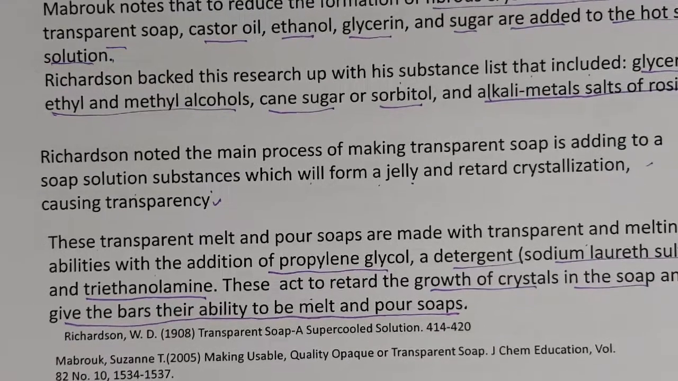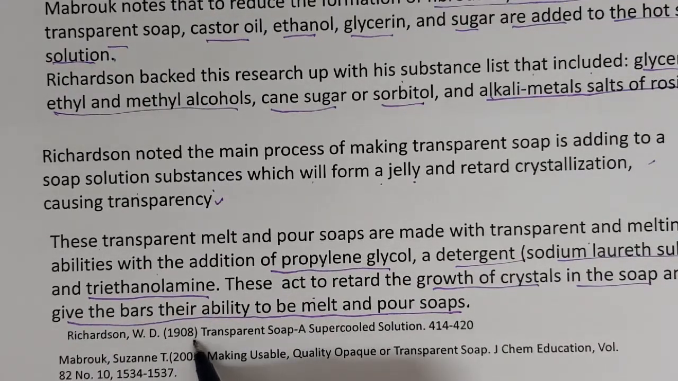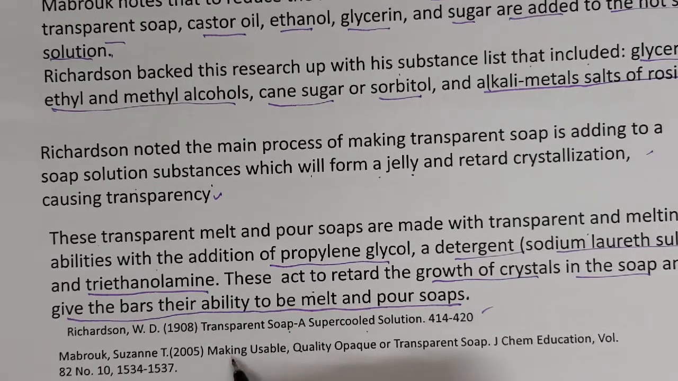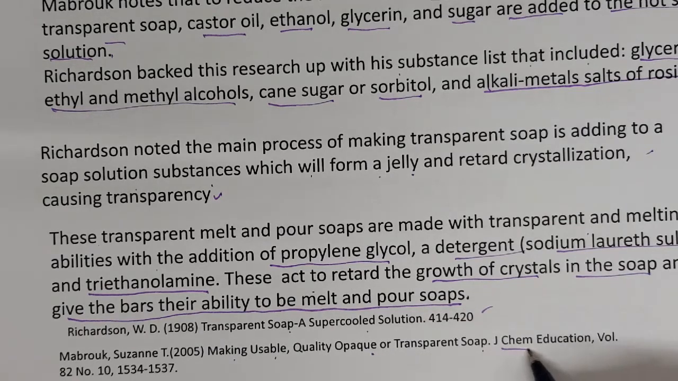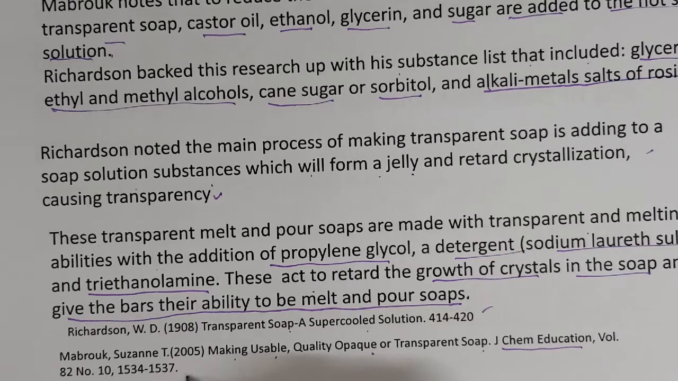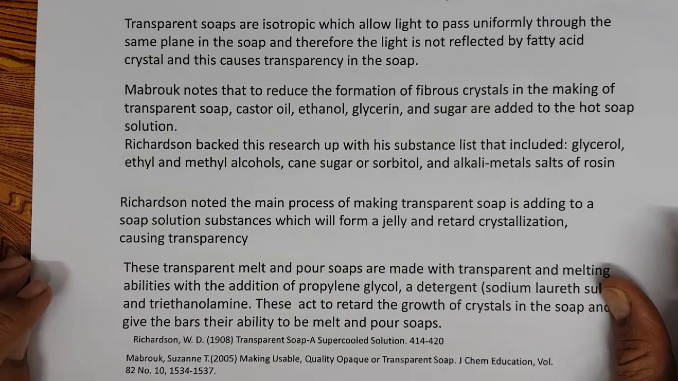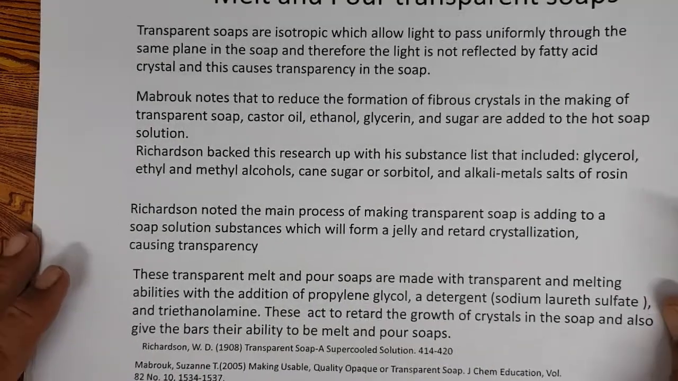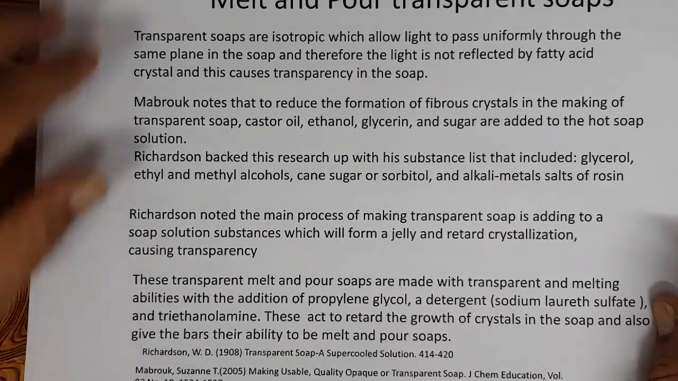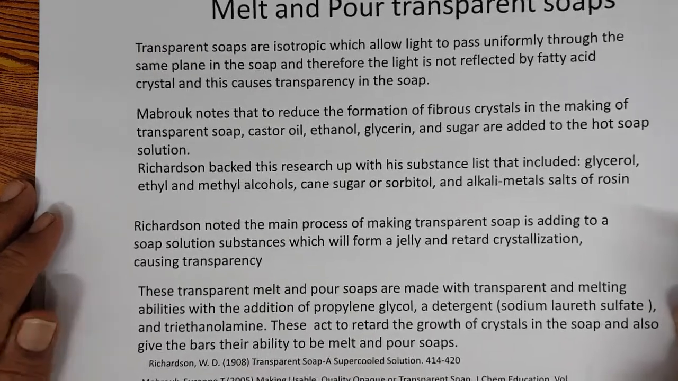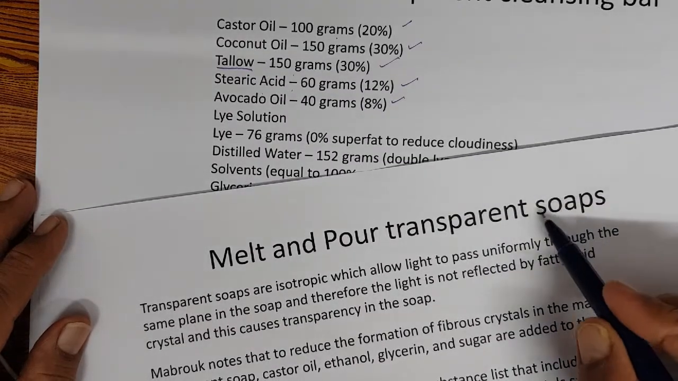So these are all from Richardson WD, in the year 1908, Transparent soap, a super cool solution, and Mowbray, Making usable quality opaque or transparent soap, Journal of Chemical Education, volume 82. These are the two references. Now we will look into the processing of alcohol-based melt and pour transparent cleansing bar.